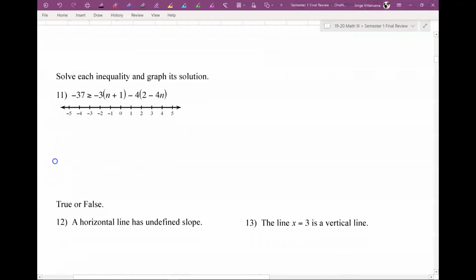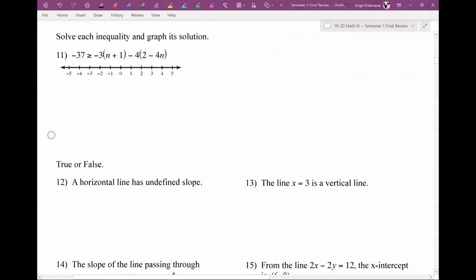Here we go. Number 11. So notice this one says solve each inequality and graph its solution, okay? So this one looks like it's a lot of work, but I'm sure we can combine it nicely. But we're going to have to graph its answer later, okay? So the first thing I'm going to do is distribute, okay? So we're going to distribute in this way and that way. So let's go ahead and do that. So I'm going to put negative 37 greater than or equal to negative 3n minus 3 minus 8 plus 16n.